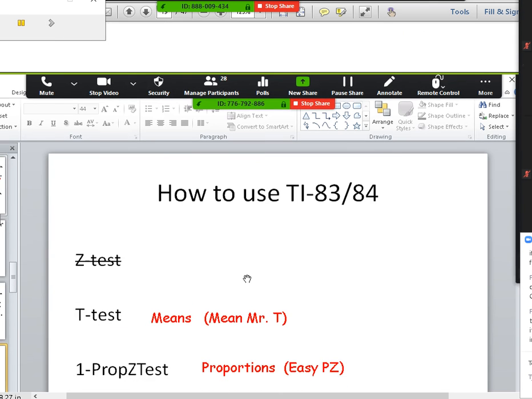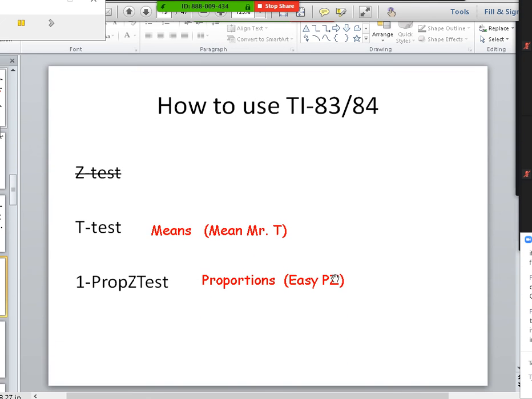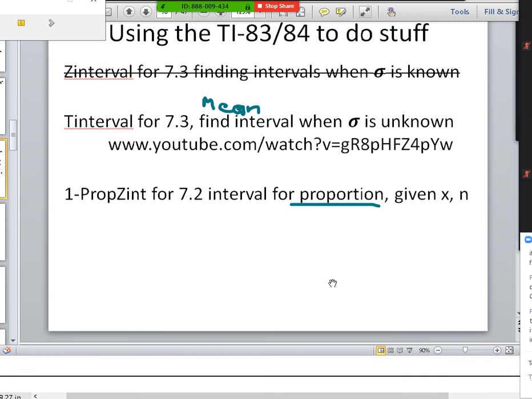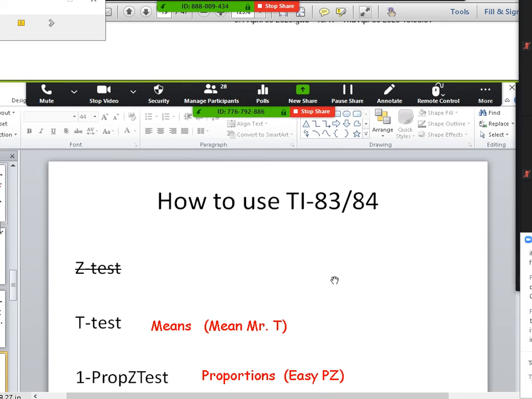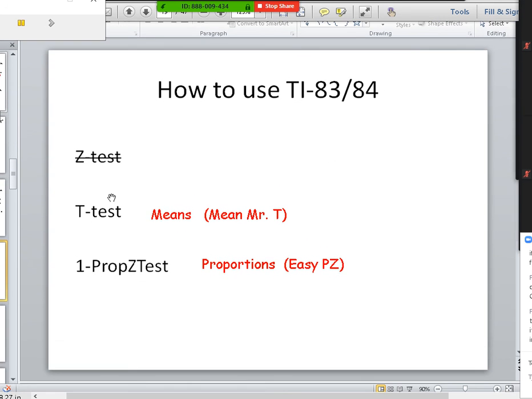I've got to be honest with you, these are not going to be super helpful for you because I'm going to make you find the error and give me the calculations anyway. This is just if you want to double check. And same thing here, because I'm going to make you do the formulas anyway. But for a t-test, if it's a mean, you're going to use a t-test because t's go with mean. If it's a proportion, easy peasy. Proportions use a z-table, so one proportion z-test.